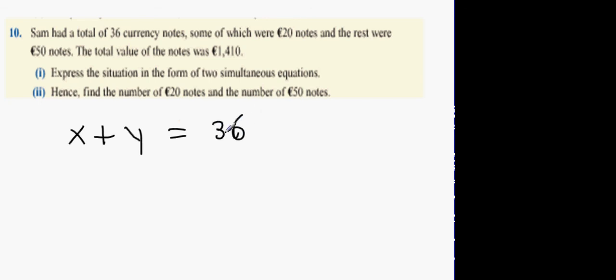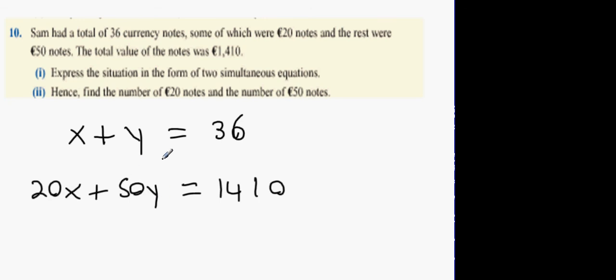The next thing is the total value. The total value is 1,410. 20 multiplied by how much 20 euro notes I have gives you how much money I have in 20 euro notes. Add that up to how much money I have in terms of 50 euro notes, which is 50 multiplied by the number of 50 euro notes I have. Here are our 2 equations.